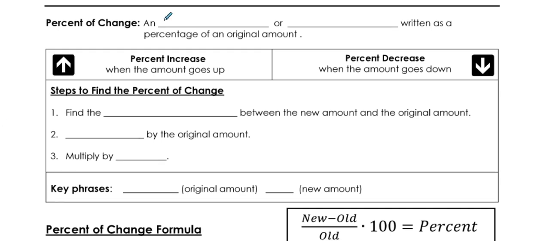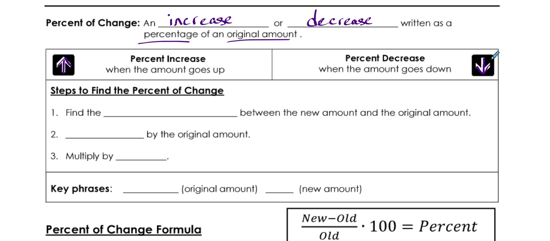Percent of change can be an increase or a decrease, written as a percentage of the original amount. So percent increase goes up, percent decrease goes down.